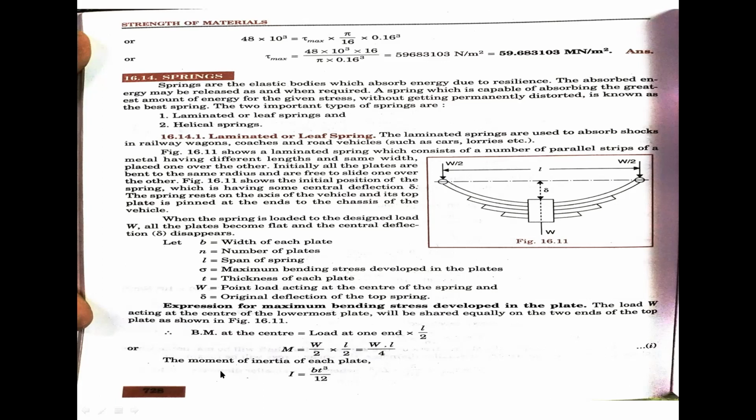Okay, next we go to the moment of inertia of each plate. See the plate, the moment of inertia is symbol I. This is the rectangular shape. The moment of inertia formula is width of the plate times thickness cubed divided by 12, BD cube by 12. That is the moment of inertia of each plate.